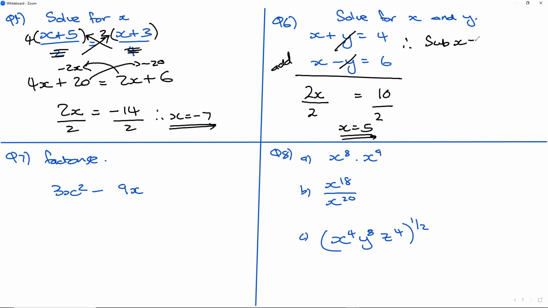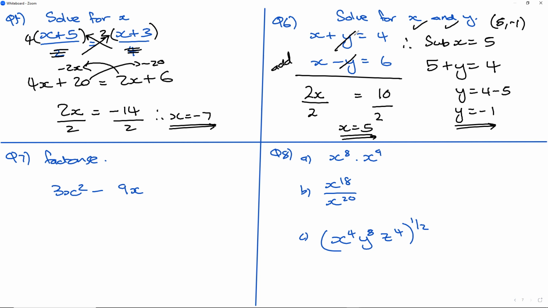Substitute x equals 5 into, let's say, the first equation. I have 5 plus y equals 4, and then 4 minus 5 equals y, so y equals negative 1. And now we've solved for x and y. Remember, that's a coordinate, which can be written as (5, negative 1), and it's also the intersection of these two equations. All right, the one is a negative line, the other one is a positive line, and they would intersect at that point.